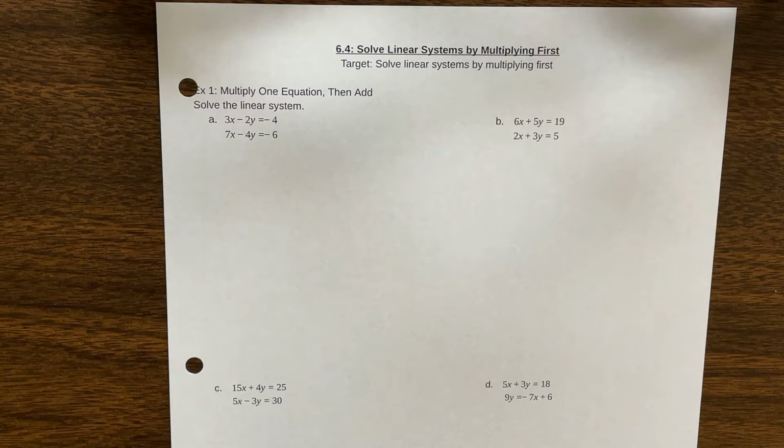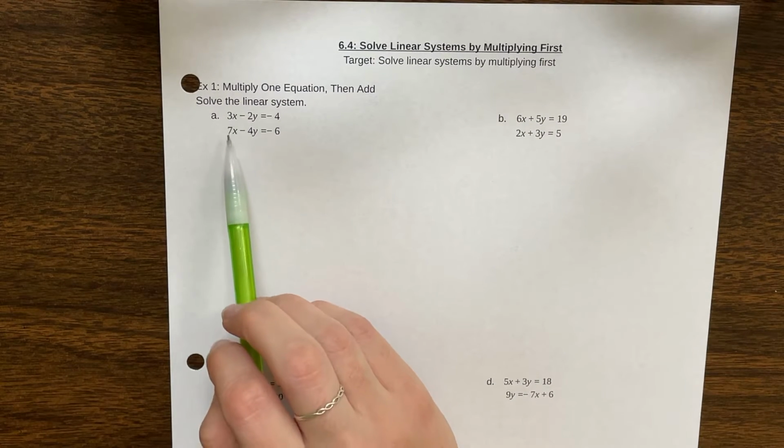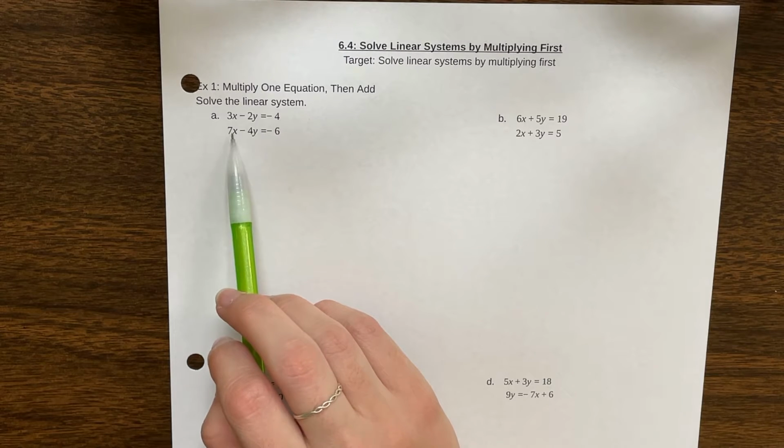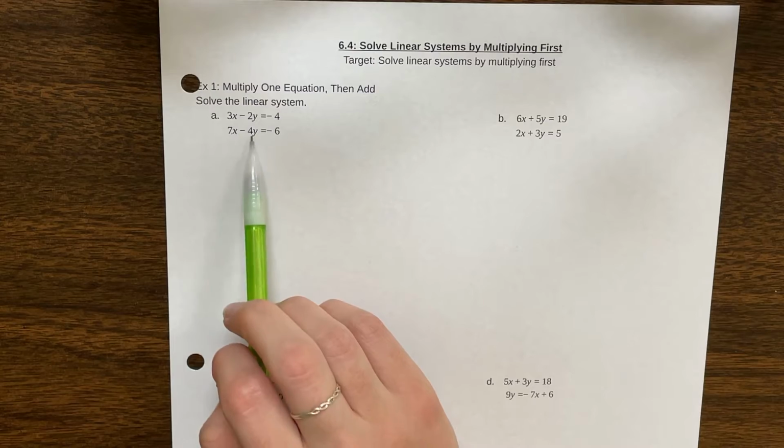Okay, so in 6.4, we're going to be talking about using elimination when they don't match up, and how to overcome that by using multiplication. Okay, so if we look at these, the 3 I can't really multiply anything by to get to 7, vice versa. This 2 though, I can multiply by 2 to get it to be a 4.